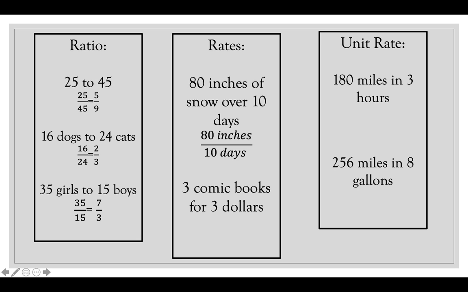So the first one would be 80 inches in 10 days. You can reduce that. If you reduce that down, you would divide the top and the bottom both by 10, which would give you 8 inches in 1 day. And then the next one, 3 comic books for $3 would be 3 comics over $3. And then that would reduce to 1 comic for $1.